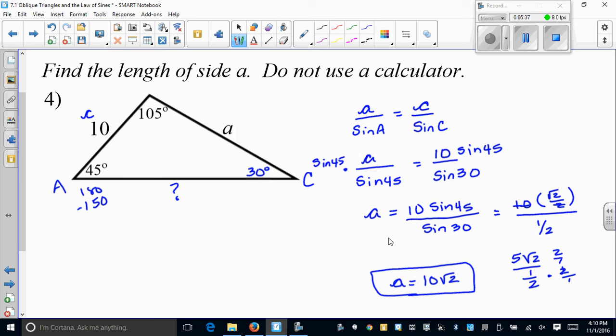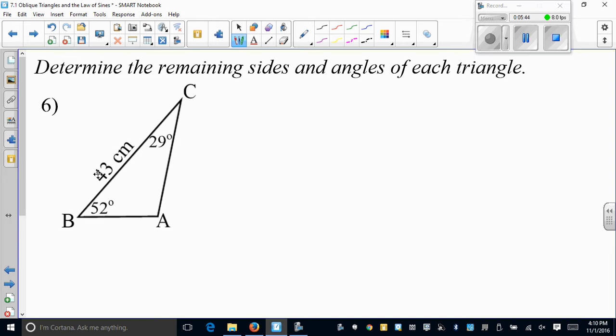Okay, so let's go to another example. Second example here: determine the remaining sides and angles of a triangle. You guys are going to get these nice little flashbacks from chapter, I think it was 2. Angle A equals, we don't know. Angle B is 52 degrees. Angle C is 29 degrees.